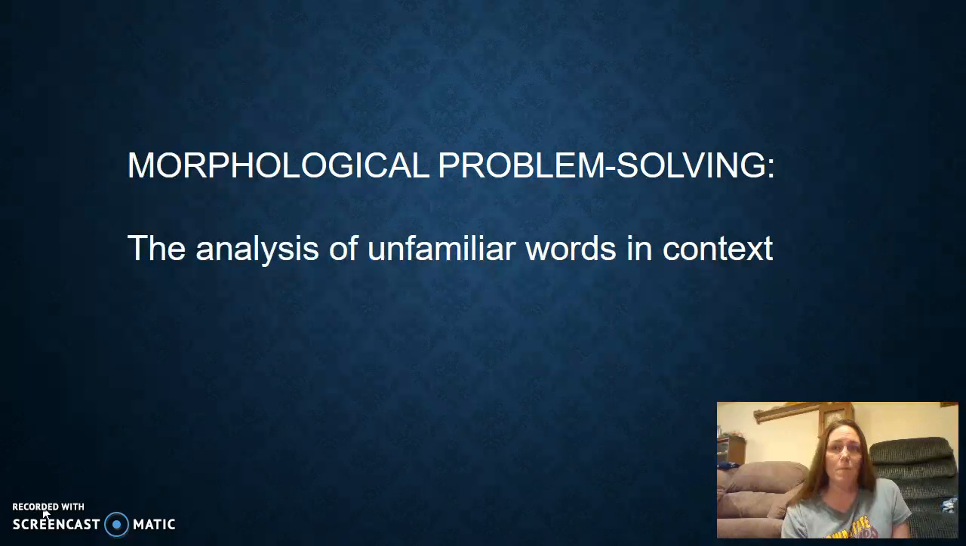Morphological problem solving is the analysis of unfamiliar words found in context. You look at the affixes, the prefixes or suffixes, as well as what the root of the word is. You combine these together to make new words to help you understand and decipher the context in which you found them.